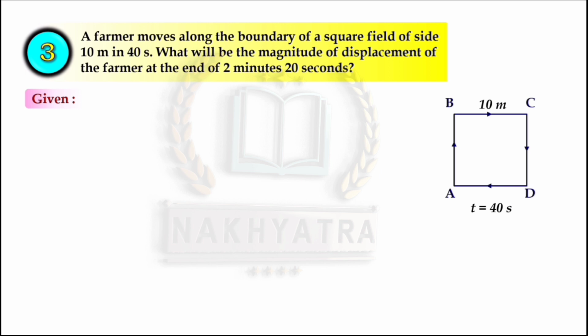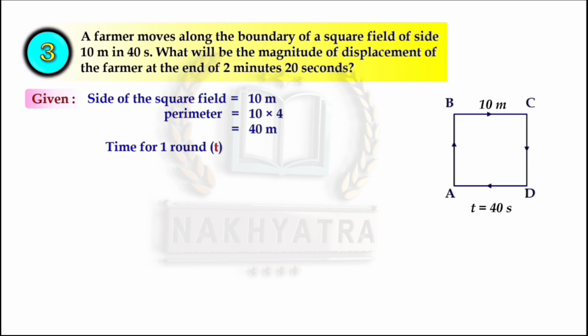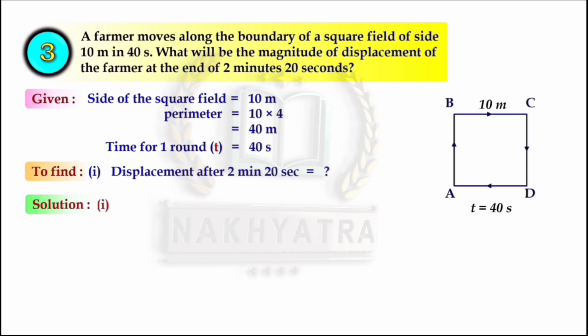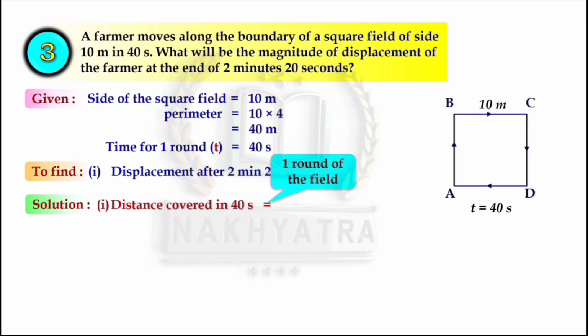Now first write what are the given values. Since here the side of the square field equal to 10 meter and also perimeter equal to 10 into 4, we will get 40 meter, and the time for one round equal to 40 seconds, and we have to find out the displacement after 2 minutes 20 seconds. And now let's solve it. Okay, first see the distance covered in 40 seconds equal to how much? So in 40 seconds the farmer covered one round of the field, right, equal to perimeter of the field, so it will be 40 meter.